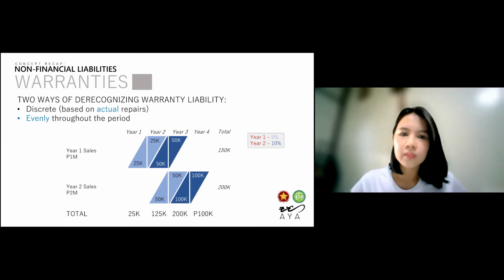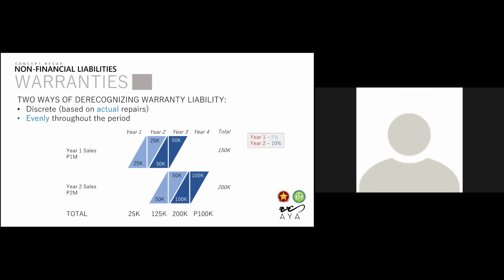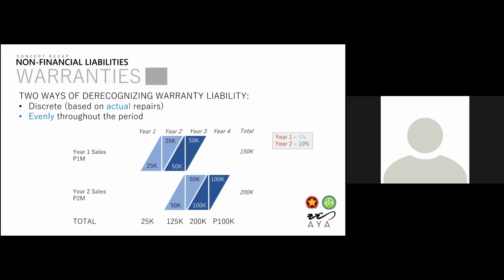So let's see. For year 1, you just multiply 1 million by 5% times 50%. That's the only one you recognize for year 1, based on the year 1 sales. For the next year, you recognize the other 50% of that, which is 25K. Then you recognize the next one based on the 10%, the year 2 percentage. So that's 1 million times 10% times 50%.